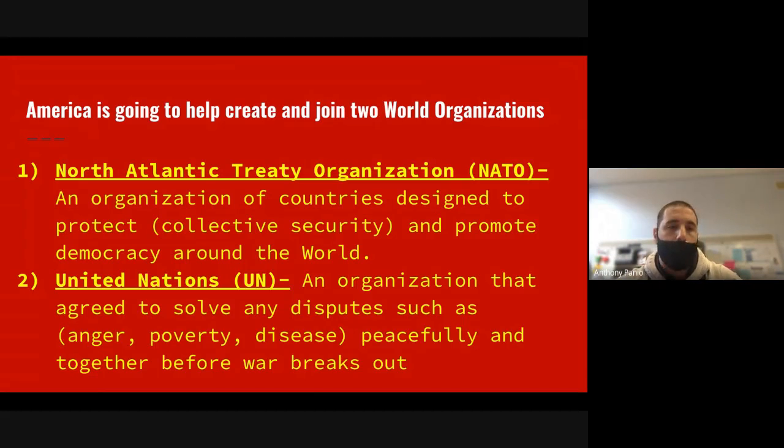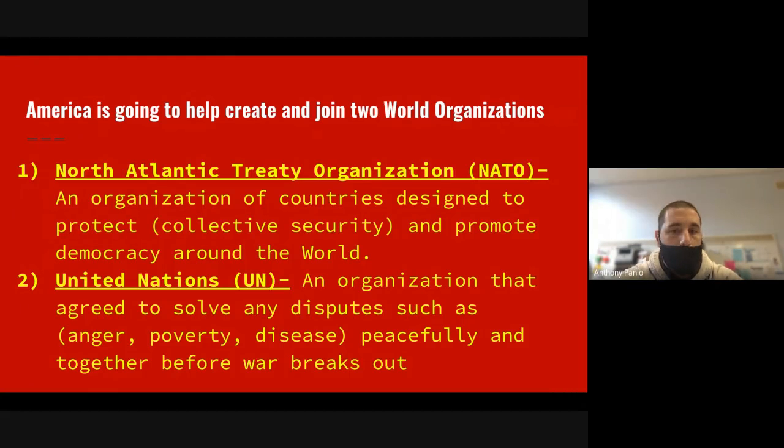So the major goal of the United Nations is to prevent a World War III from ever occurring. And even though the United Nations is not a perfect organization, we've never had a World War III. You haven't noticed that, okay? There hasn't been a World War III. So it has been largely successful in preventing that.